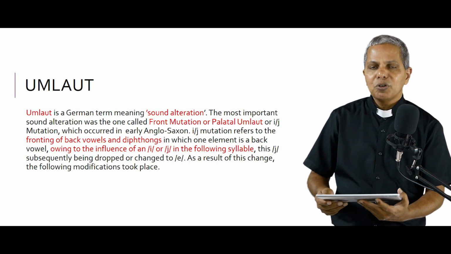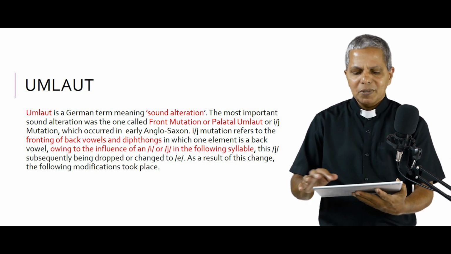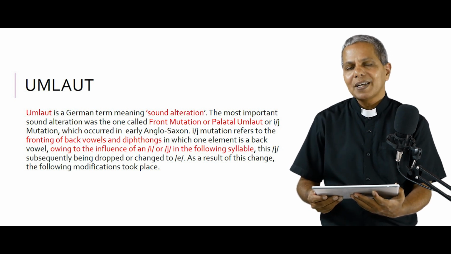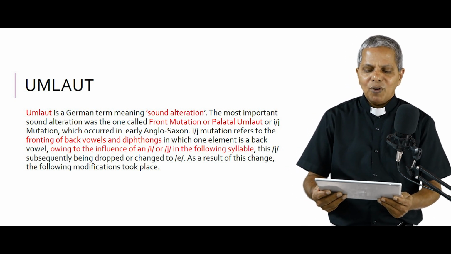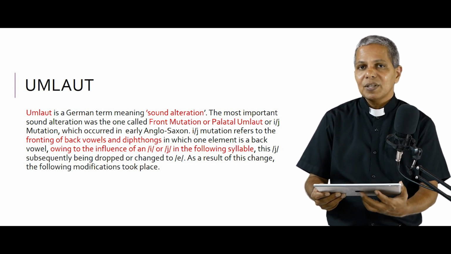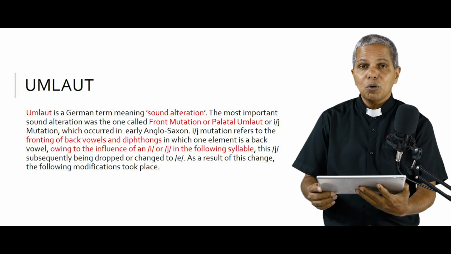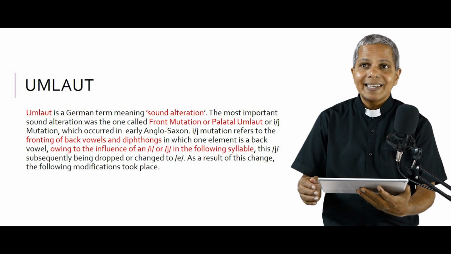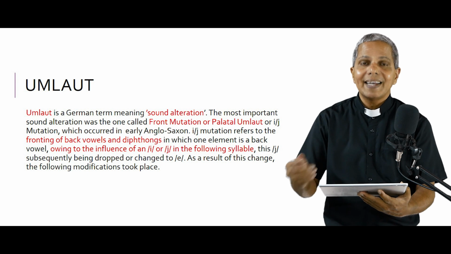Along with ablaut, we have to talk also about umlaut. It's also a German term. It means sound alteration. It is also called front mutation, palatal mutation, or i-j mutation. What happens here is the fronting of back vowels and diphthongs. If there is a back vowel element in a diphthong, it gets fronted because of the influence of an i or j in the next syllable.